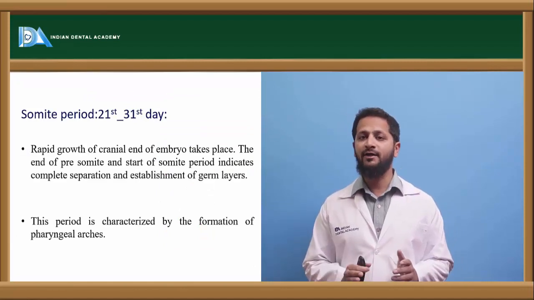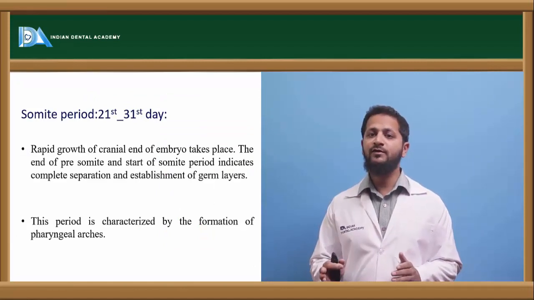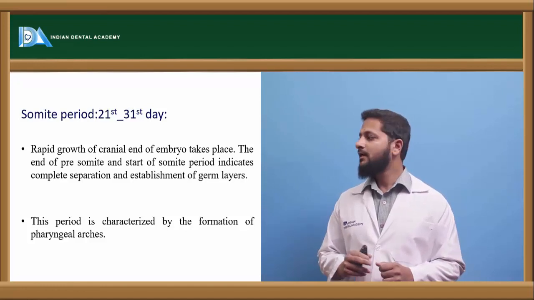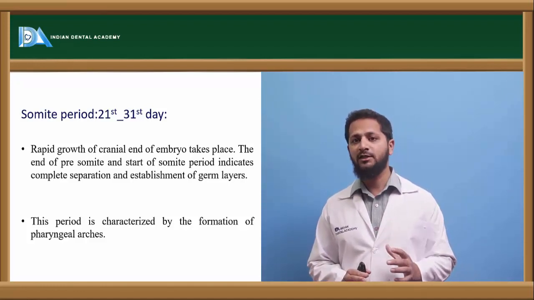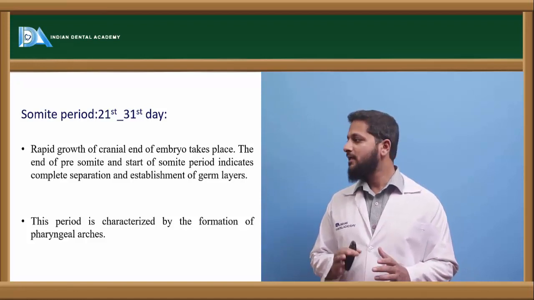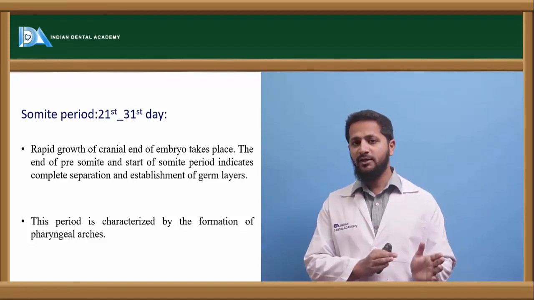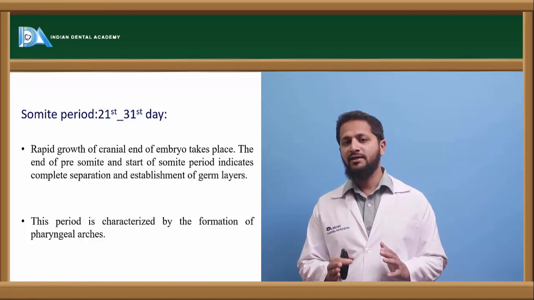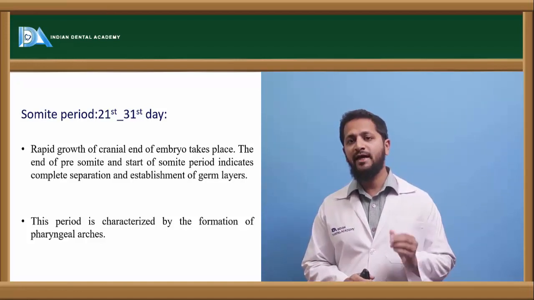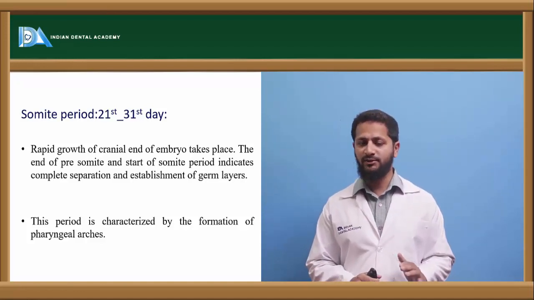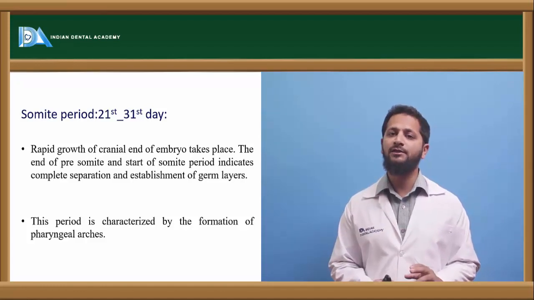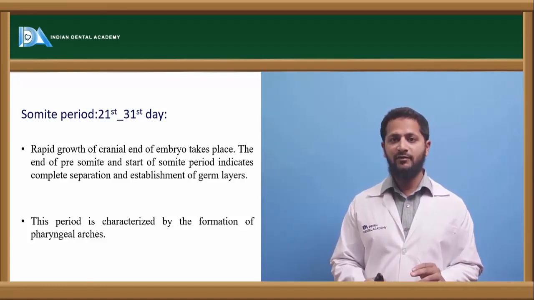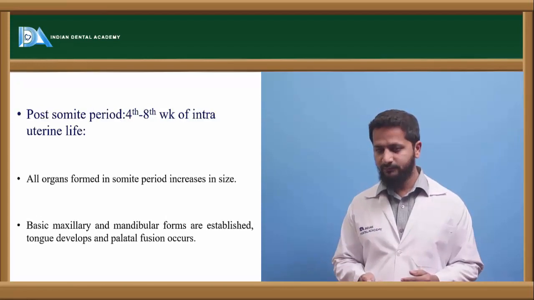Next, coming to the somite period, which is from the 21st to 31st day of intrauterine life. This is characterized by rapid growth of the cranial end of the embryo when compared to the caudal end. The end of the pre-somite and the beginning of the somite period is characterized by complete establishment and separation of the primary germ layers. This period is also characterized by the formation of pharyngeal arches. I will be discussing pharyngeal arches in detail in the upcoming slides.